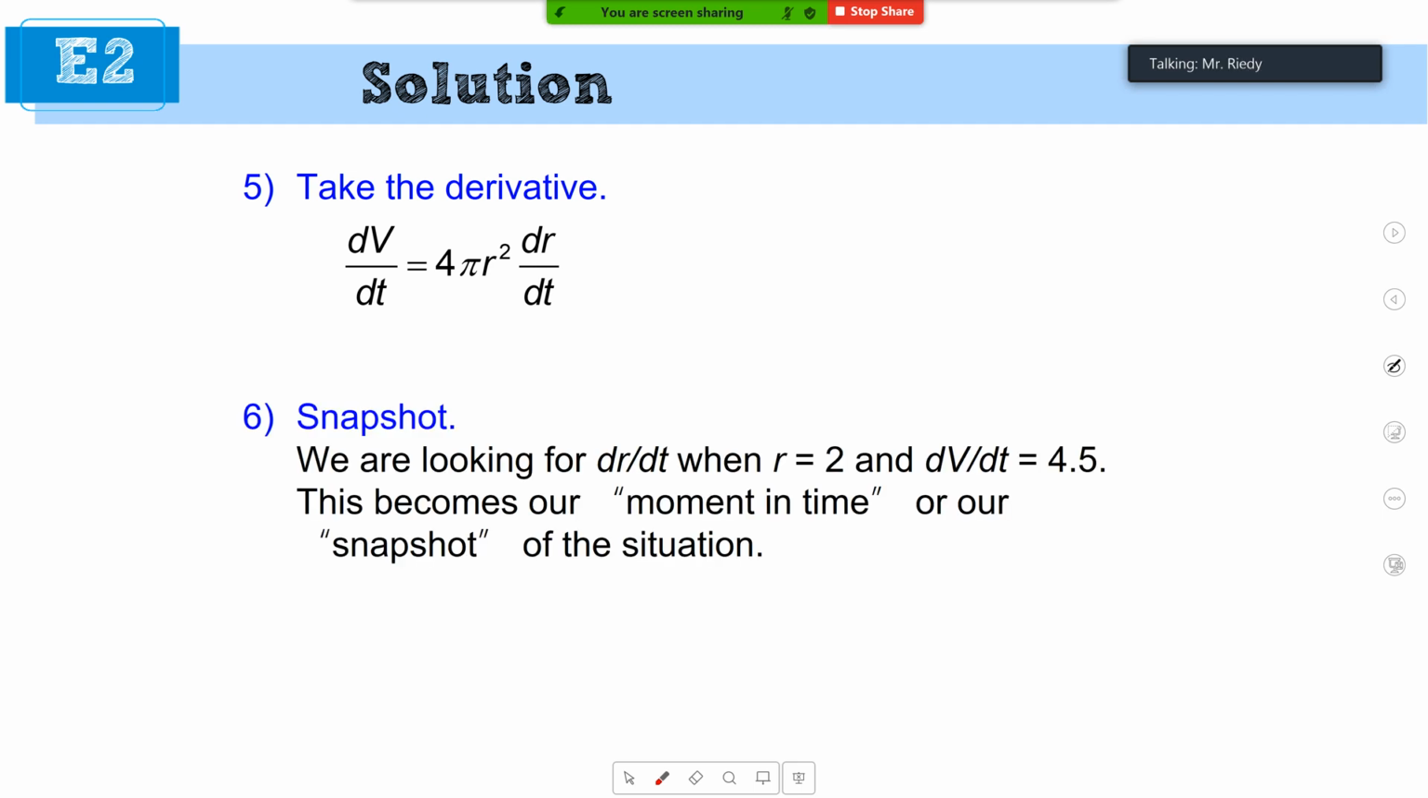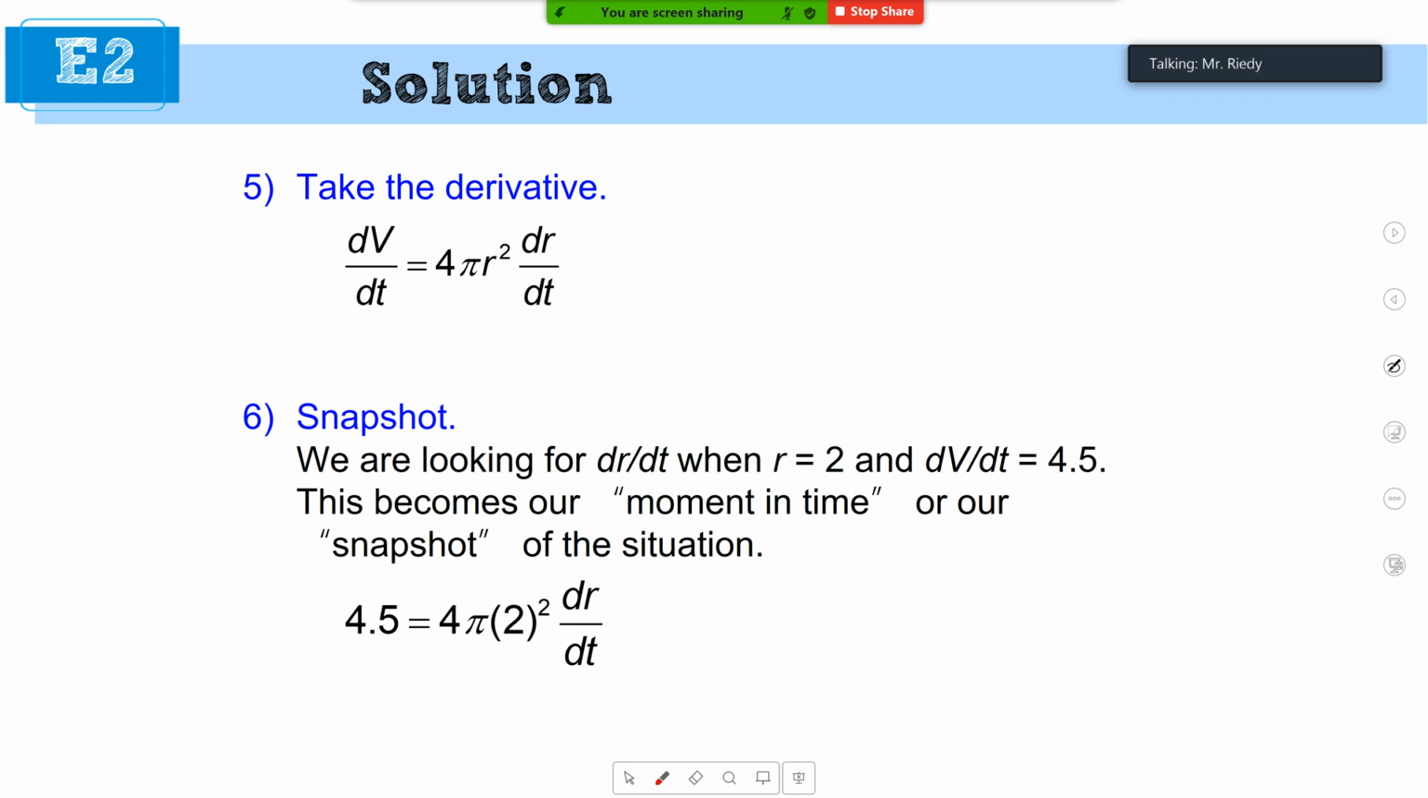So step 6 is a snapshot. What I mean by snapshot, aside from plugging and chugging, is we're plugging stuff in at that exact moment in time. And what is that exact moment in time? That exact moment in time is when r equals 2. And that's why in step 3 we said when r equals 2. We're looking for dr/dt when r equals 2. Which is good, because there's only one variable left, and I can solve for one variable.